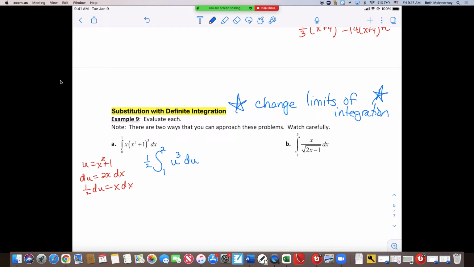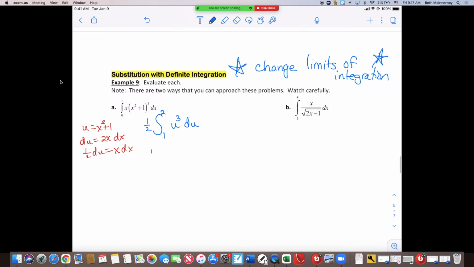So let's integrate. I increase my power by 1, divide by my new power, and now I'm integrating from 1 to 2. So that's 1/8 times 2 to the 4th, minus 1/8 times 1 to the 4th. This would probably be a no calculator problem. So even though you could reduce 16/8, do you see the benefit of leaving the common denominator to subtract?